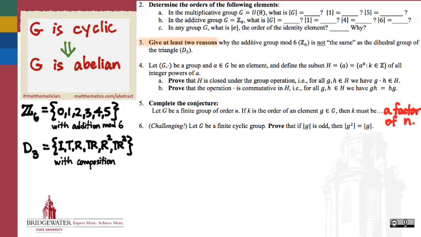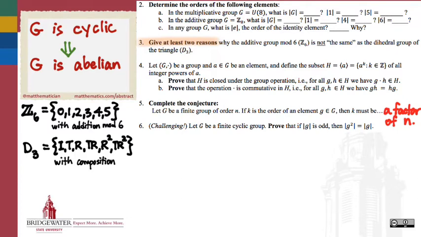So the exercise I asked you to think about the most on this sheet was to figure out at least 2 really good reasons, abstract algebra reasons, not concrete algebra reasons, for why the group of integers mod 6, so 0, 1, 2, 3, 4, 5, with the operation addition mod 6, and the group of symmetries of an equilateral triangle, I, T, R, R squared, with the operation of function composition, the dihedral group of the triangle, are fundamentally different groups from an abstract algebra perspective. Why? Give me 2 reasons.